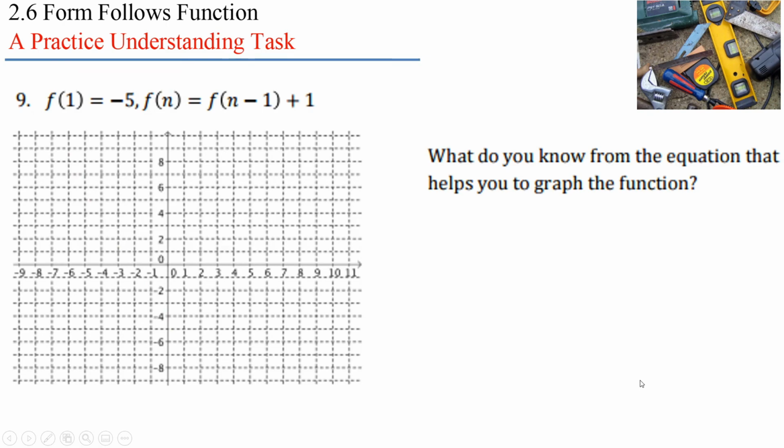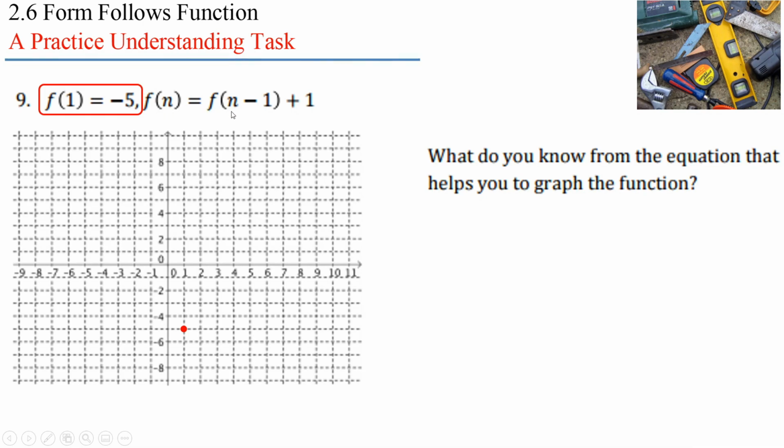Number 9. Okay, that's a recursive formula. So this is going to be discrete. And my initial point is f of 1 equals -5, so when x is 1, y is -5. So let's go 1 and then go down to -5. -1, -2, -3, -4, -5. There it is. Now, what's my pattern of change?